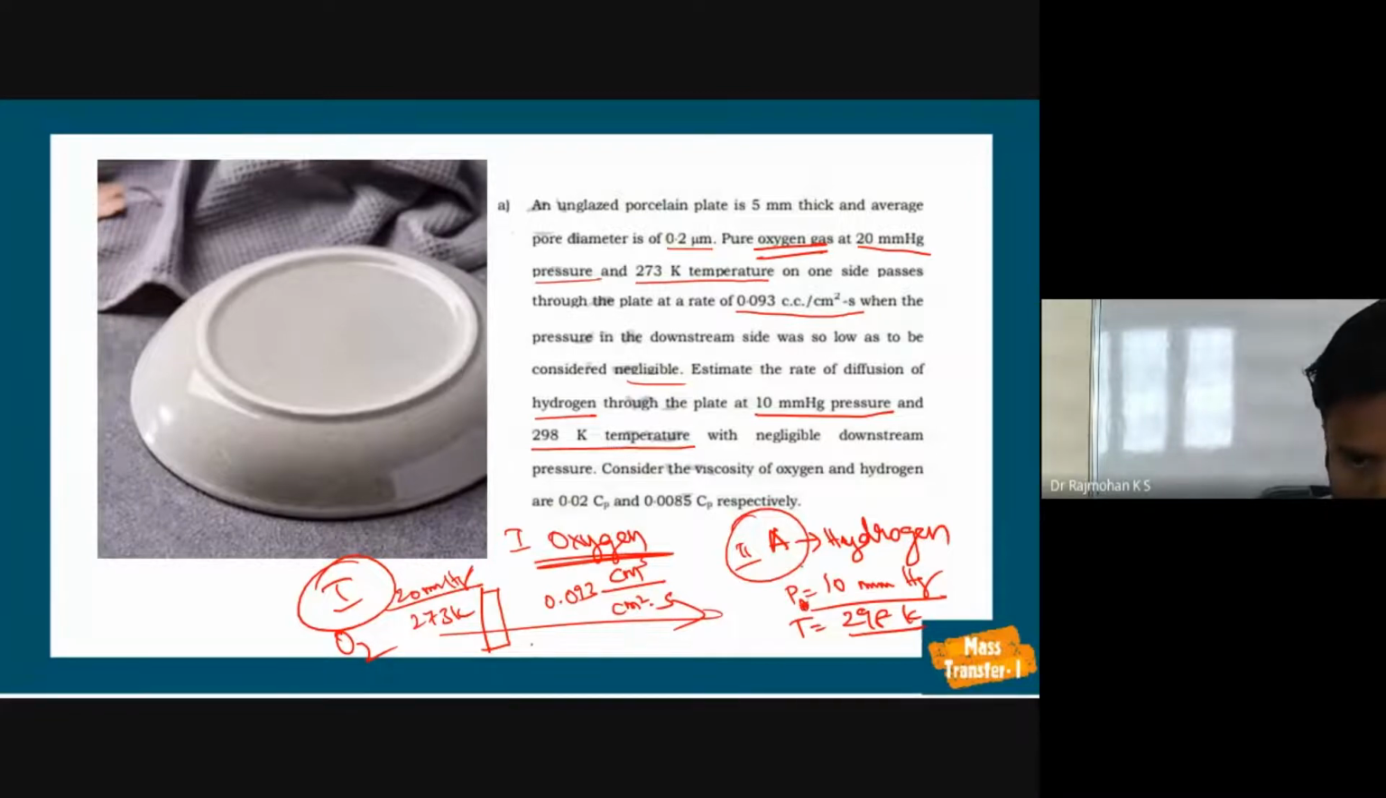Consider the viscosity of oxygen and hydrogen to be 0.02 centipoise and 0.0085 centipoise respectively. So mu for both cases is given in centipoise. In that equation, as I said, we have to make use of Pascal second. Mu should be substituted in Pascal second. So it is given in centipoise; convert to Pascal second. We know that water has a viscosity of 1 centipoise.